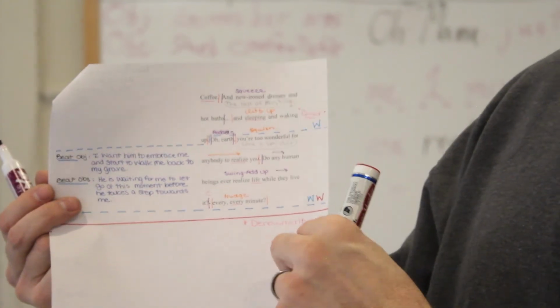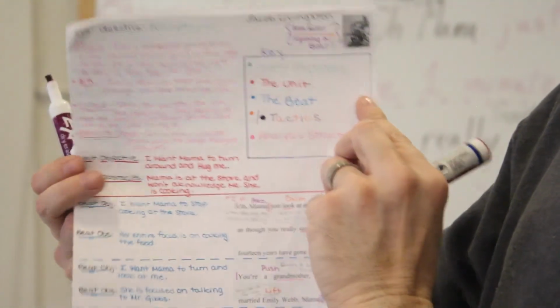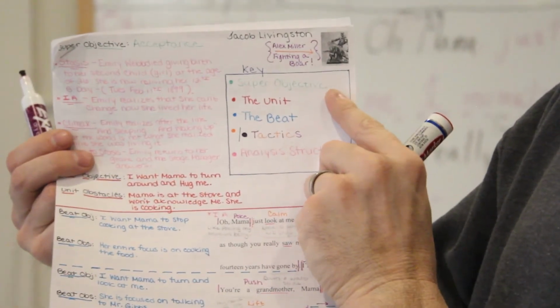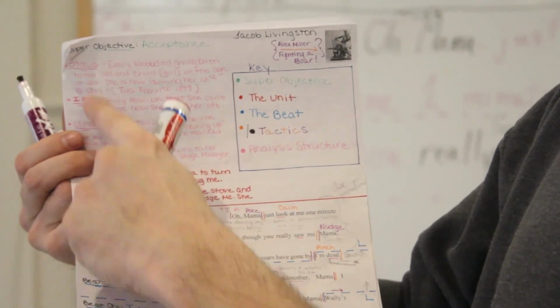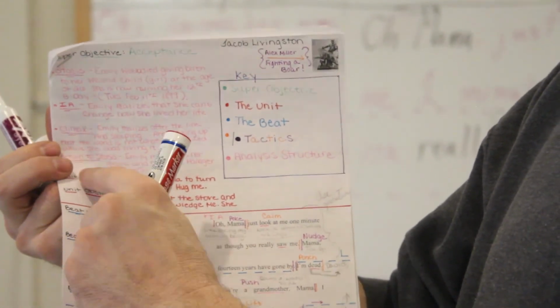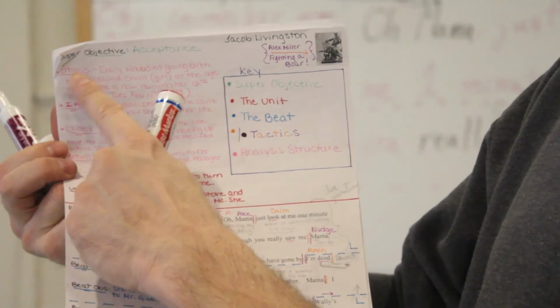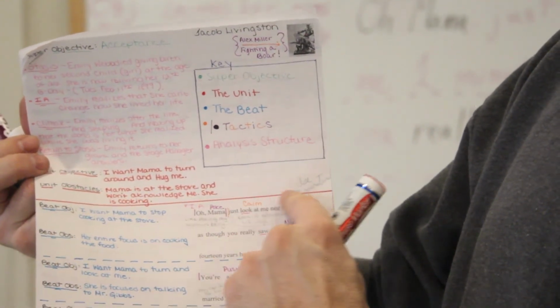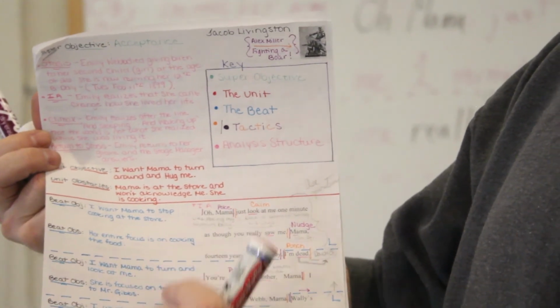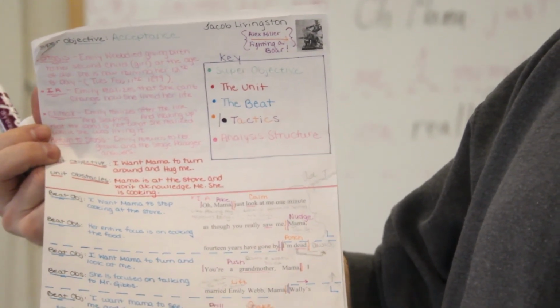Cool. And now I'm pulling, while I'm here, this is Jacob Livingston's. Okay? Please notice, here's the key. Here is all the analytical data, the stasis, inciting action, the climax, the return to stasis, his super objective. He's marking his units in red with one strong line. His units are in blue with nice dotted lines.